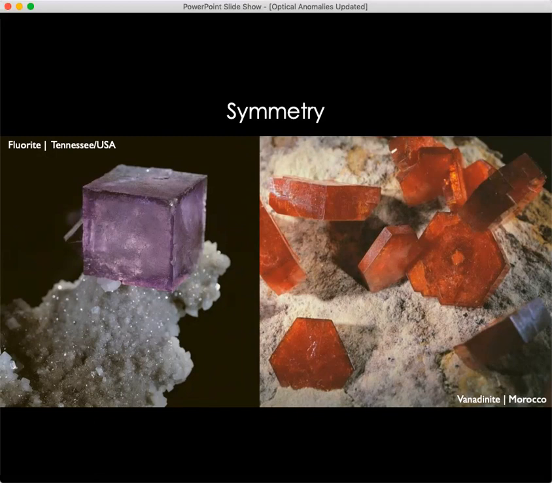its symmetry, and using symmetry, crystallographers can define them into 6 crystal systems: triclinic, monoclinic, orthorhombic, tetragonal, hexagonal, and isometric. This first image is a fluorite from Tennessee that is an example of an isometric crystal. The crystal on the right is a vanadinite from Morocco and is an example of a hexagonal crystal.